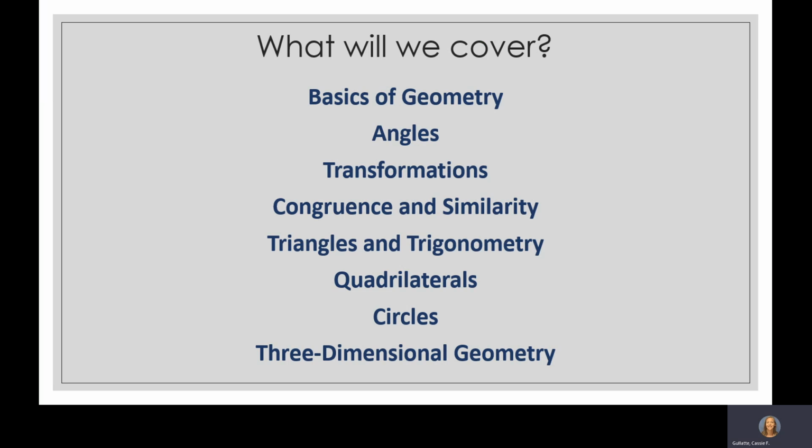What will we cover in geometry class? So geometry class is the visual spatial branch of math. It's the tangible part of math where we learn about shapes and different characteristics of those shapes. So the first unit that we've already covered is called Basics of Geometry. That's our building blocks, everything that we're going to use throughout the year. Then each unit will build on the one before.